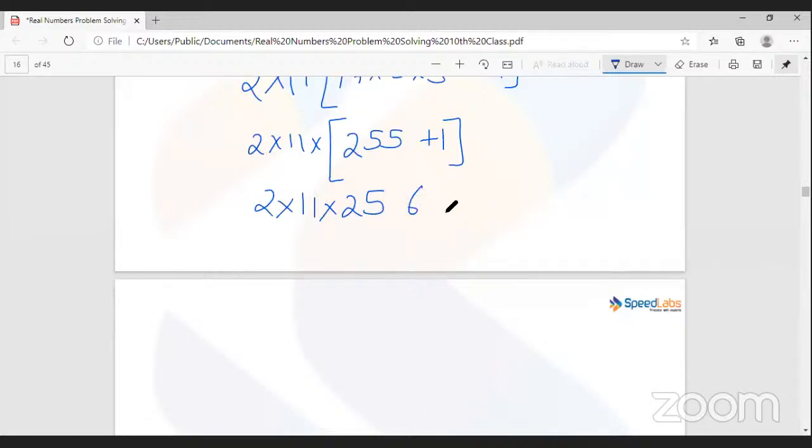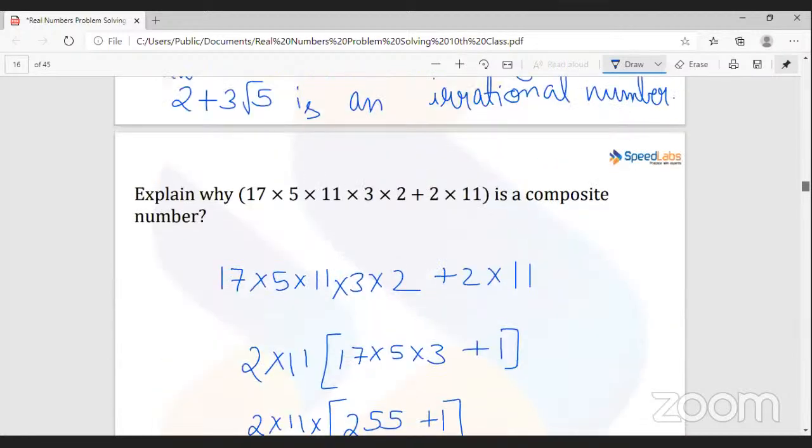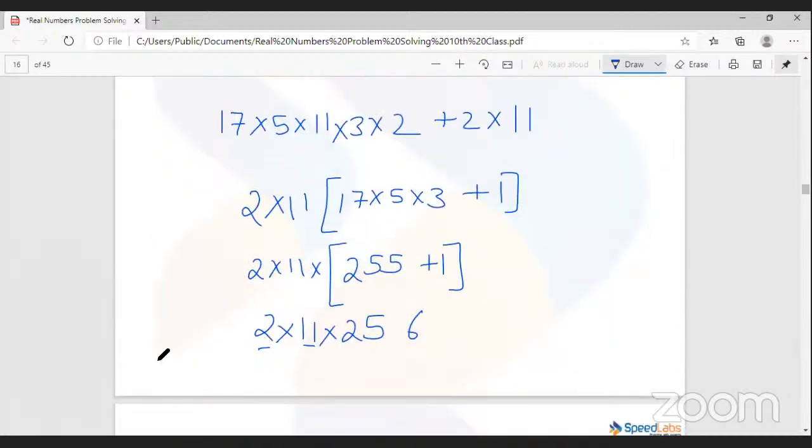So up to here it is clear that it has more than two factors, right? 2 into 11 and all the factors of 256. So it is definitely a composite number.